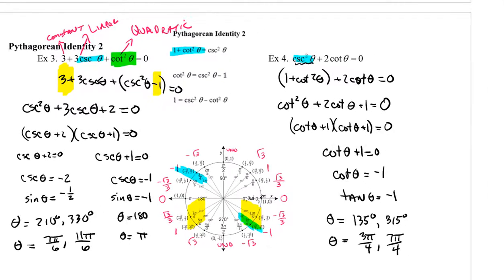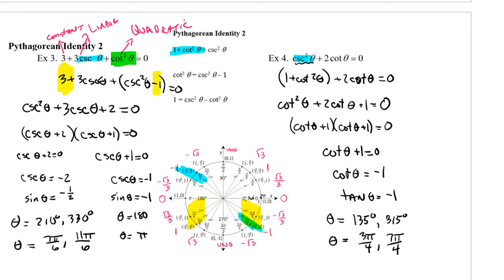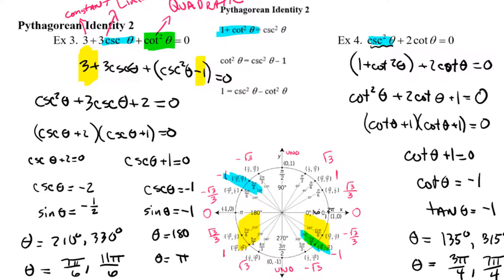All right, so that's it. That's these two guys right here working with Pythagorean identity number 2, 1 plus cotangent squared equals cosecant squared.